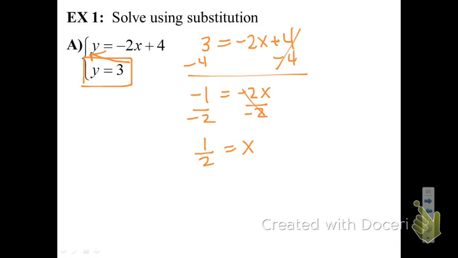So here, because we got an answer for x and an answer for y, it means that you have one solution, and it occurs at 1/2, 3. And what that means, if we were to graph those two original lines that we were given, is that they would intersect at 1/2 and 3.